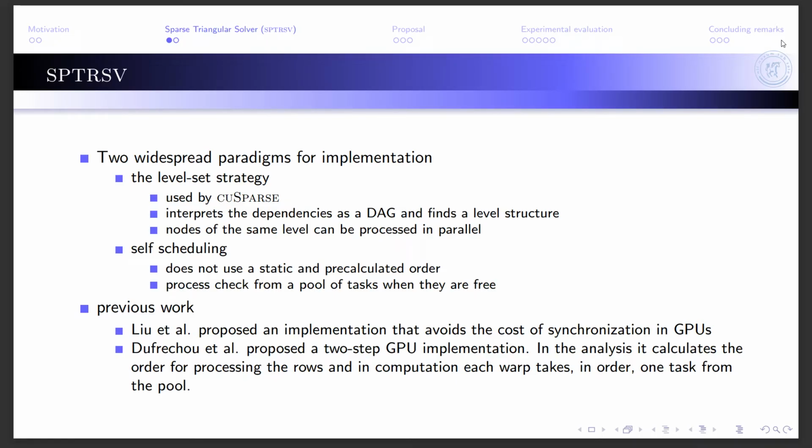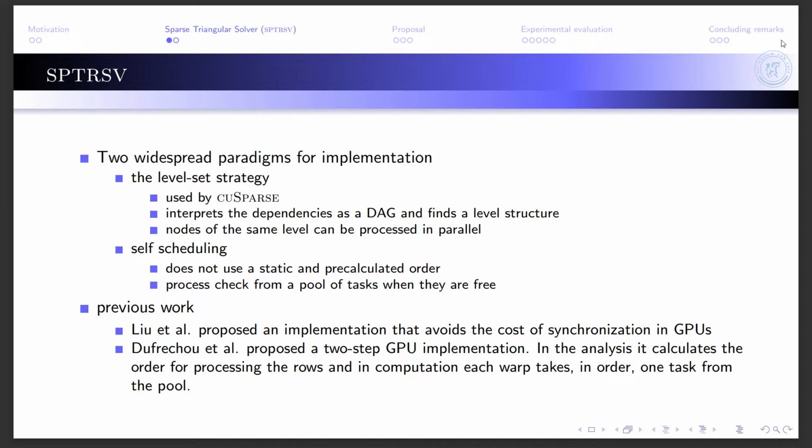There are two widespread paradigms that we want to mention. One is the level set strategy. The one used by cuSPARSE interprets dependencies as a directed acyclic graph. The idea is that they find a level structure, for example, like with BFS, and the nodes of the same level can be processed in parallel because they don't depend one on the other.